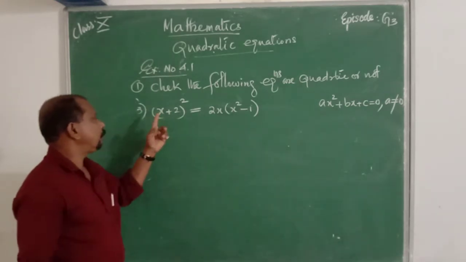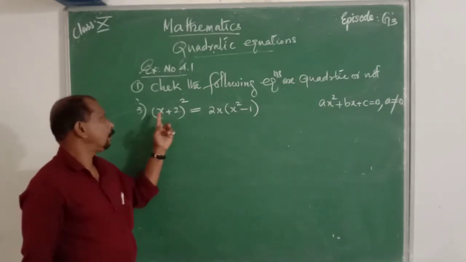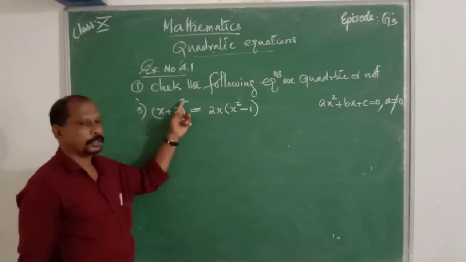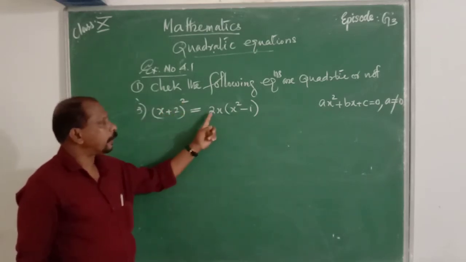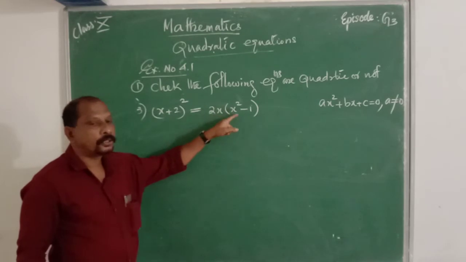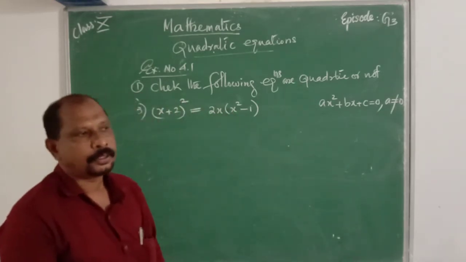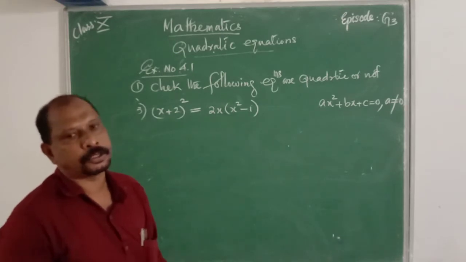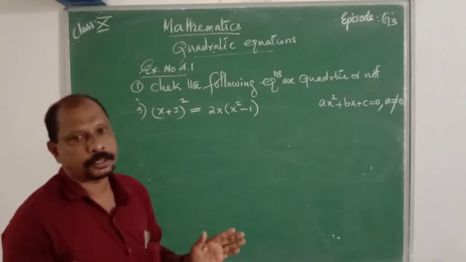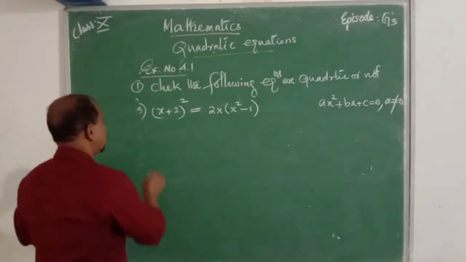Listen, by inspection, the first term is x square. On the right side, 2x into x square, what is it? 2x cube. Therefore, the highest power is 3. Therefore, it is not a quadratic equation.